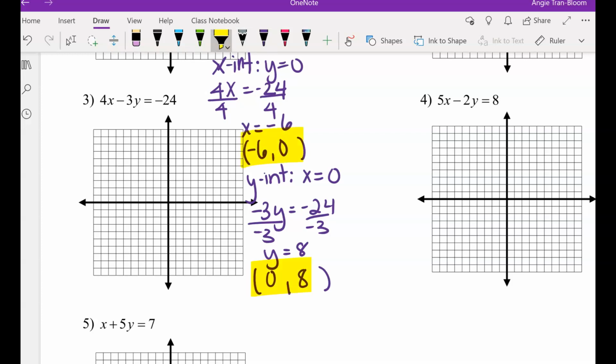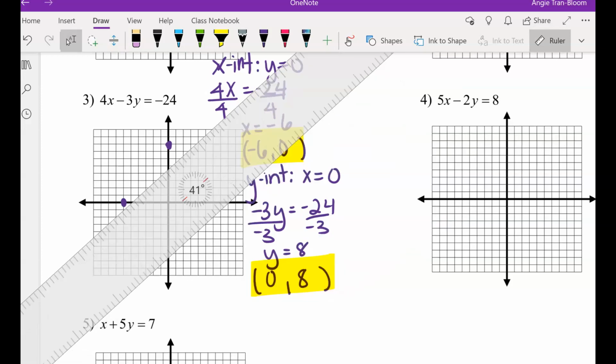I have 2 points. Can I graph the 2 points? Yep. Graph the first one, (-6, 0). You're going to go 1, 2, 3, 4, 5, 6. Make that dot over there. Then (0, 8). You're going to go on the y-axis. You have 2 dots. Use your straight edge. Connect the 2 dots.